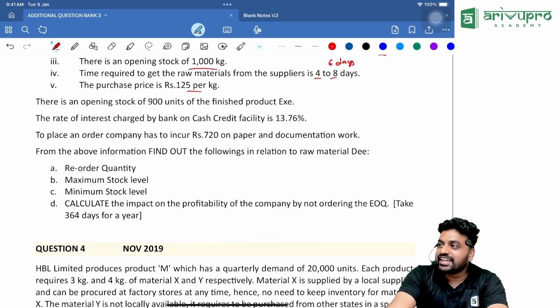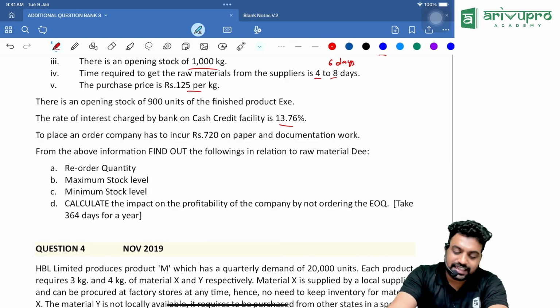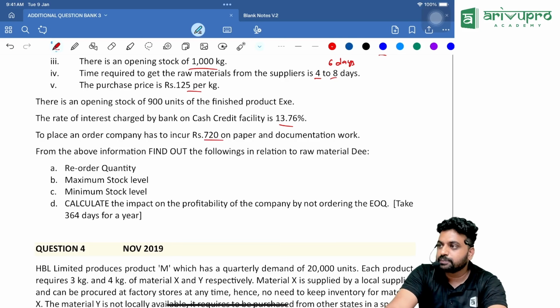The rate of interest charged by the bank on cash credit facilities is 13.76. This they have given to calculate the carrying cost. To place an order, company incurs 720 rupees on paper and documentation work. Ordering cost. From the above, find out the following in relation to the raw material.